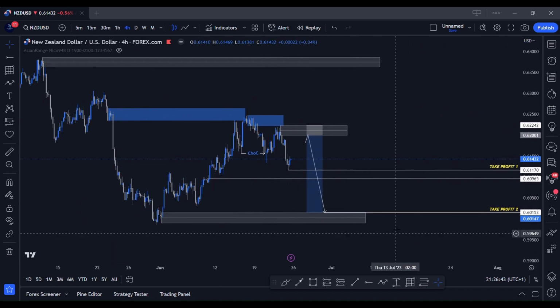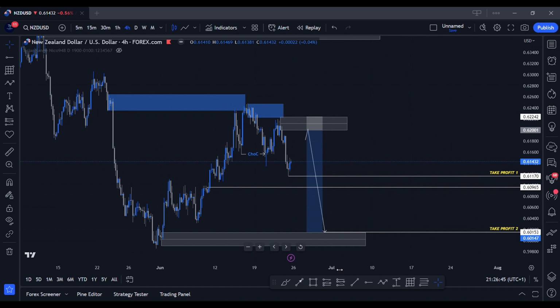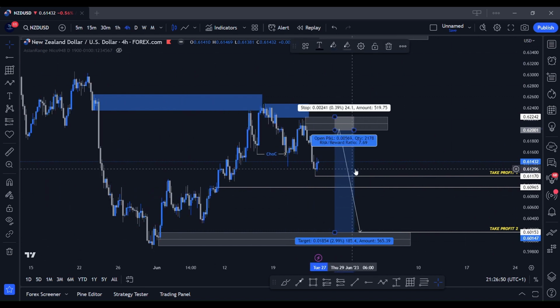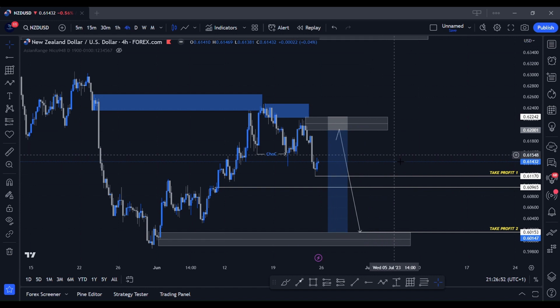So this is my take on New Zealand USD, a nice 7R position overall. Let me know what you guys think in the comments, and what kind of videos you want me to make going forward.